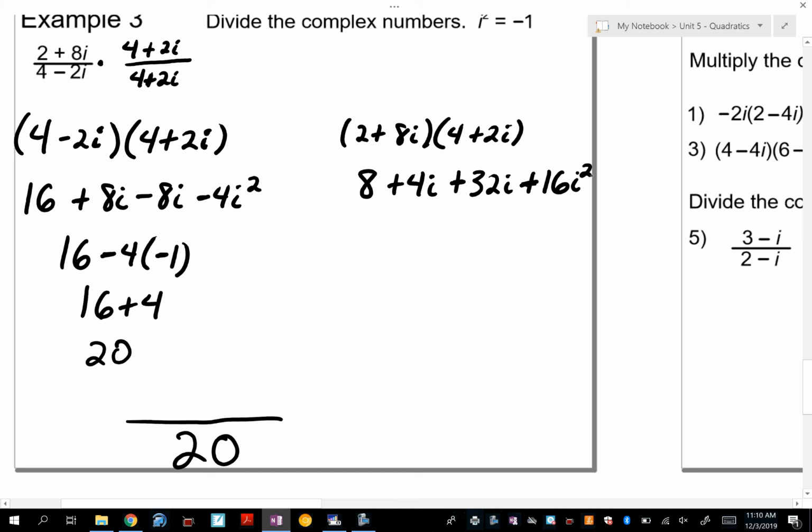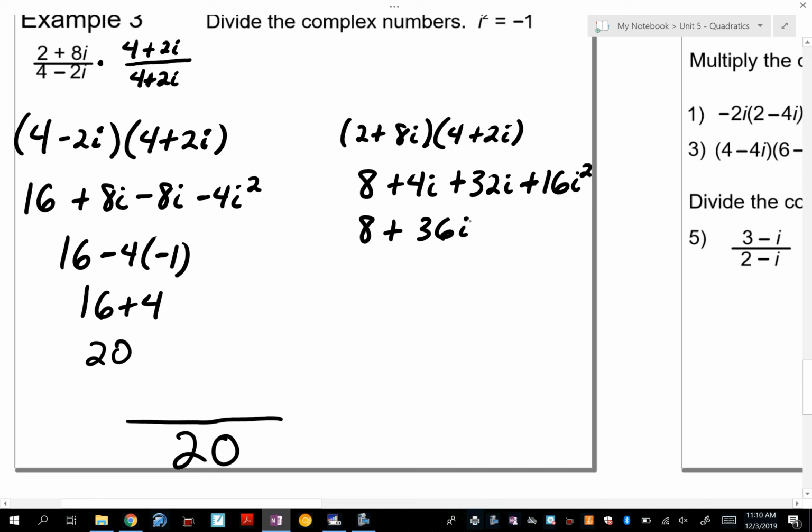Now, some of your brains might have already noticed that these two imaginary terms are not going to make 0. Because this is the numerator, the numerator can have an imaginary term. It's okay to have the letter i in the numerator, in the top. It's not okay to have the letter i in the bottom. So I'm going to add those together and get 36i.